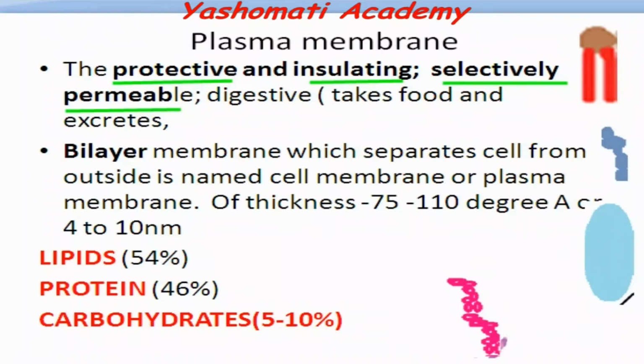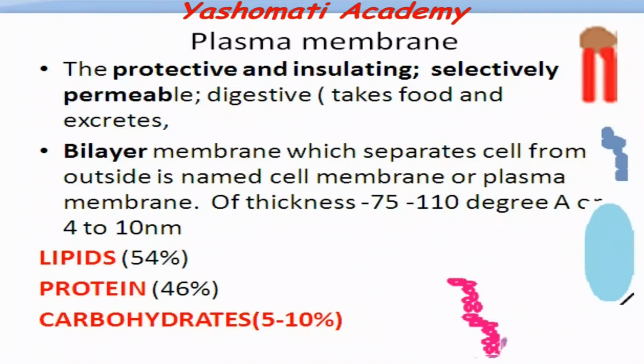materials. Another characteristic feature is that it is digestive in nature. Being digestive in nature means that it needs food and it excretes. That means it is the living membrane. This you may take as in comparison to the cell wall. Cell wall is made up of dead cells, whereas plasma membrane is the living part.